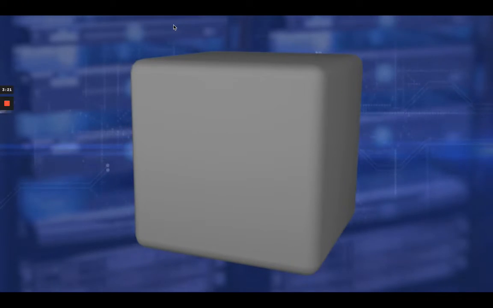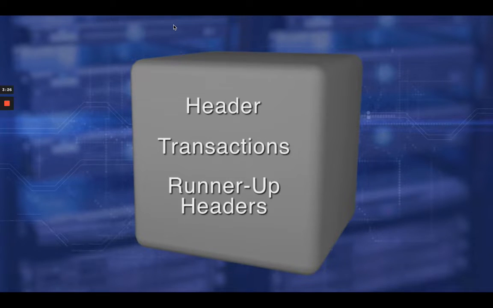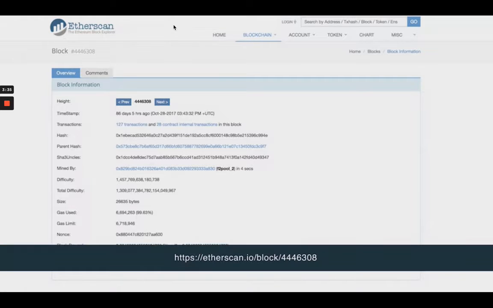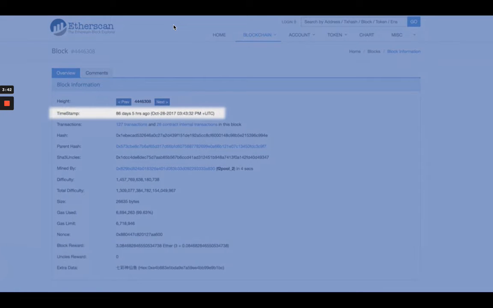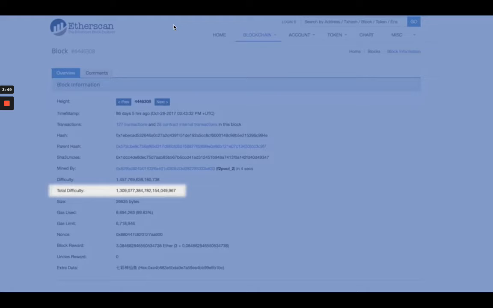Ethereum block structure has a header, transaction, and runner-up block headers. Block details. This is an actual Ethereum block at the height 4446308. You can actually view this particular block at the link given. It shows the height, timestamp, block hash, previous hash, difficulty and total difficulty, size, gas used, gas limit, nonce, and block reward.